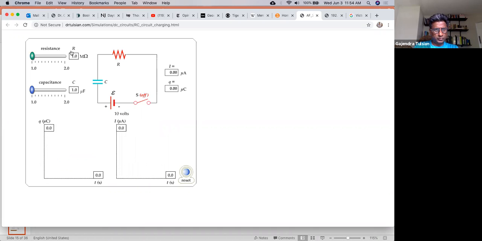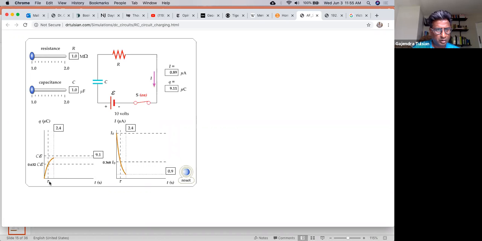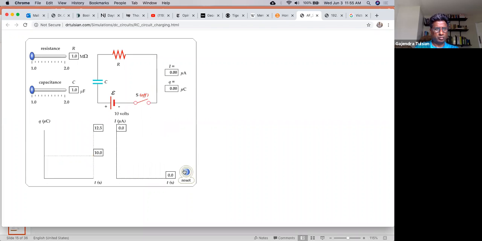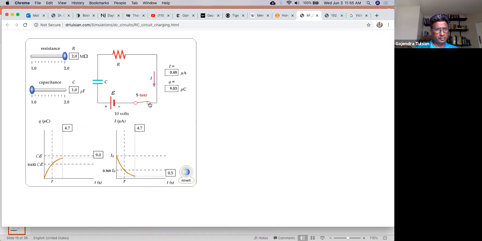Now here's what I'll do. I'll let you look at this graph again for these values of resistance and capacitance. There's the capacitor being charged. It's completely charged, and so the current in the circuit has gone to zero. Now we'll increase the resistance and see how the circuit charges. And now you see it's charging much more slowly.